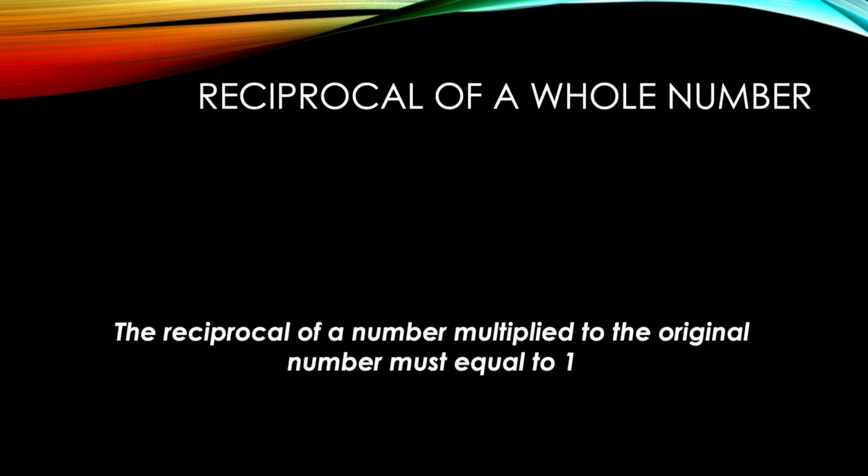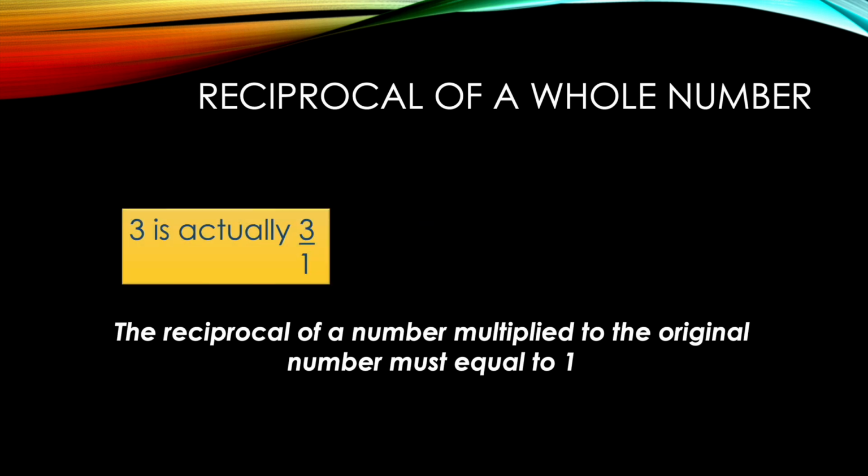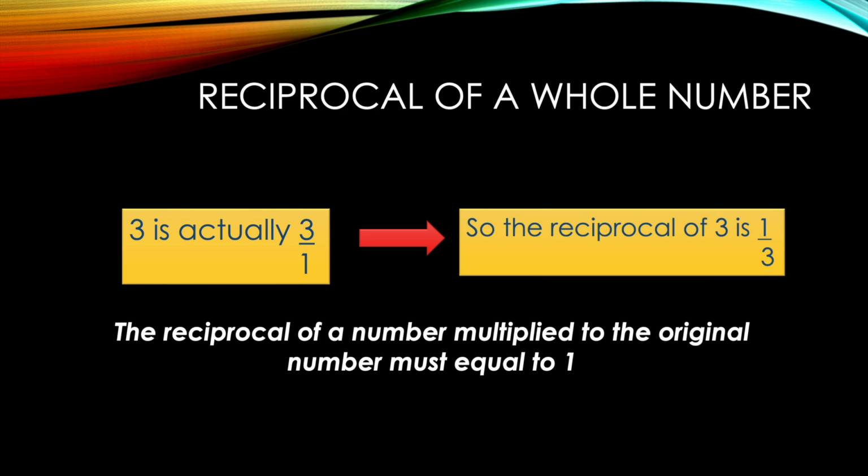Now, one thing that people always wonder about is what would I do if I have a whole number and I want the reciprocal of a whole number? 3 is actually 3 over 1, which I'm sure you know. So then the reciprocal is actually 1 over 3.